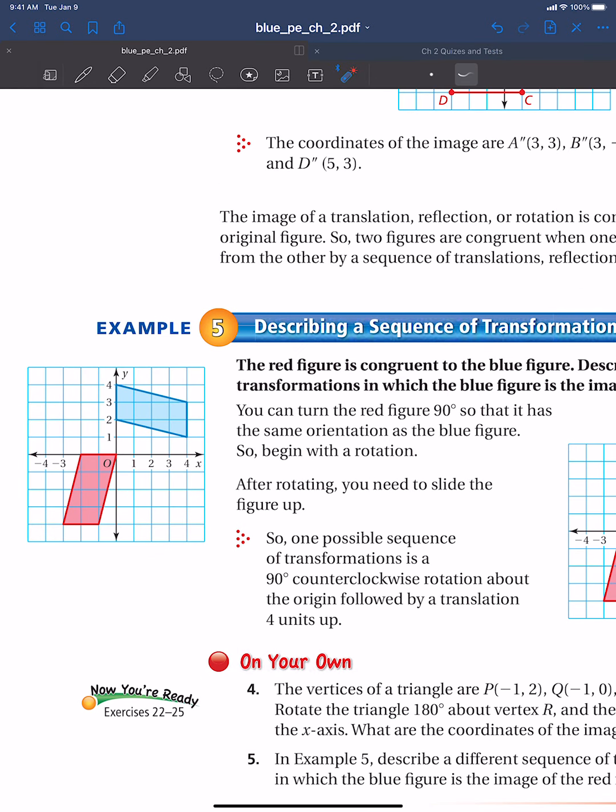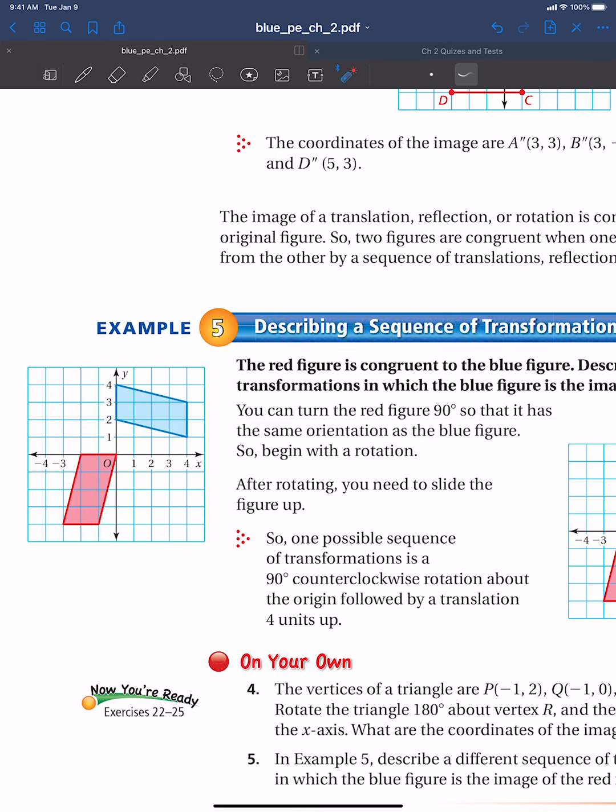You can turn the red figure 90 degrees so that it has the same orientation as the blue figure. So begin with a rotation. After rotating, you need to slide the figure up. So which way did they rotate 90 degrees? It looks like they just want it so that it's in the same position.